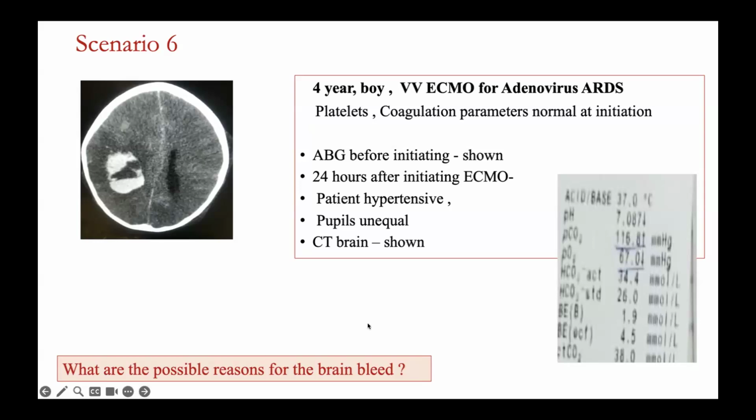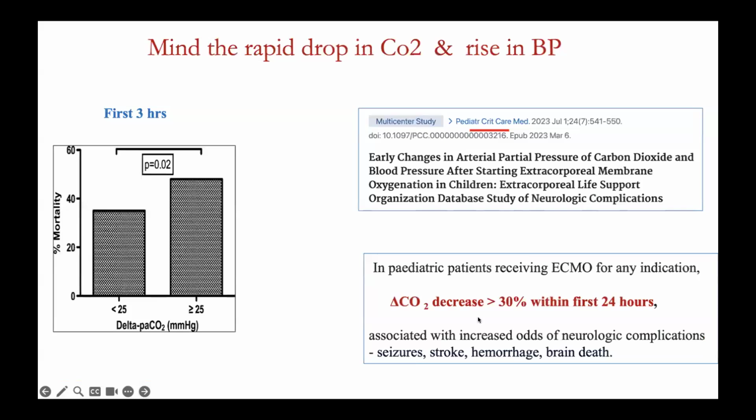So what are the possible reasons for the intracranial hemorrhage in this patient whose platelets and coagulation factors were normal at initiation? So this is very, very important. And I think all the speakers have also emphasized, be mindful of the CO2 drop. Now, remember, CO2 is very, very diffusible. So even if you go up a little on the sweep gas, it can drop very precipitously.